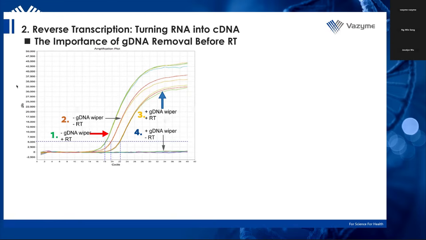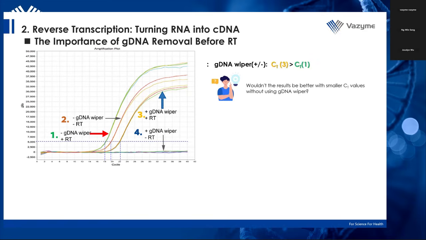First, you can take a look at number 1 here. If you do not have a gDNA wiper and you include reverse transcription, you will still see an amplification curve. Why? Because the qPCR reagent works with double-stranded DNA. So if your gDNA is present, then it can still do the amplification, even though there's no RNA in it, right? Because there's no RNA in it, the result that you get is not accurate because it's not from the RNA, it's from the gDNA itself. So you might still get the amplification curve, but that is not the correct result.